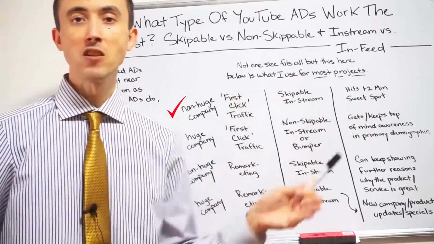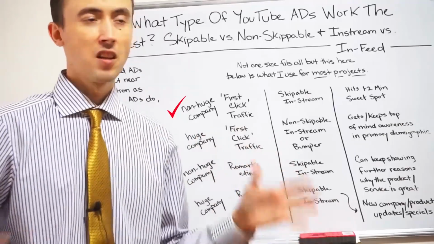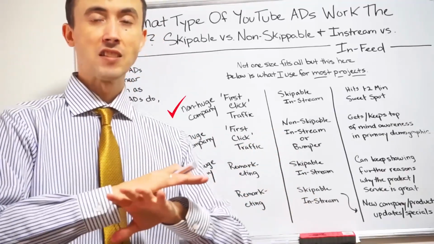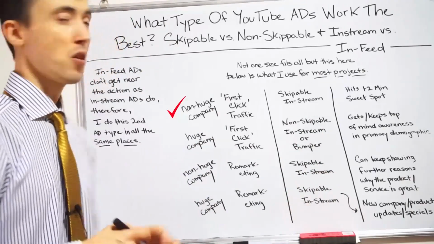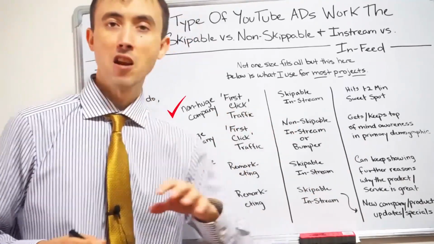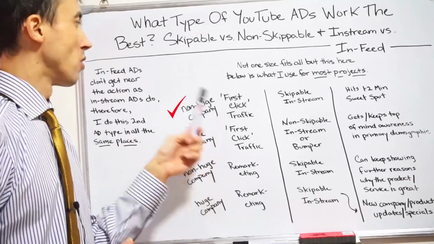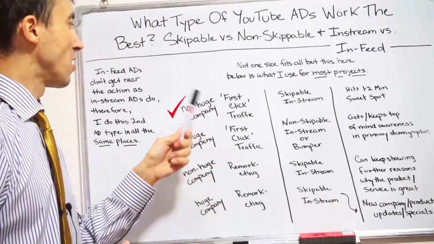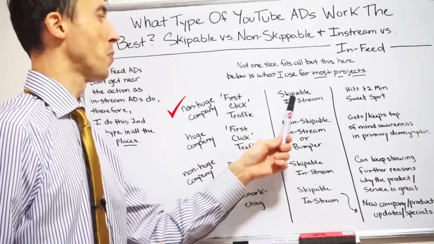So if you're less than 100 million a year in sales, and you're trying to drive new traffic in that have not been to your site, some people call these prospecting campaigns. I just call it first click, which is anything that's not remarketing, where we're trying to get them to our site for the first time, so that they get interested in our product or service, and we can get them interested in buying it. So if you're driving new traffic in, and you're not a huge company, almost every single time I'm going to go for skippable in-stream.